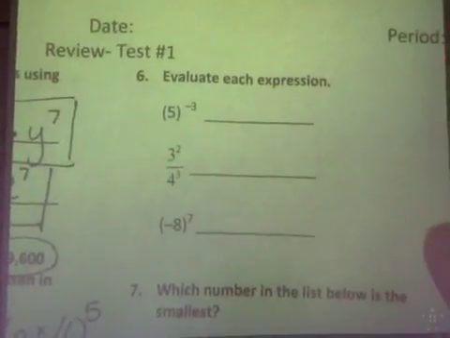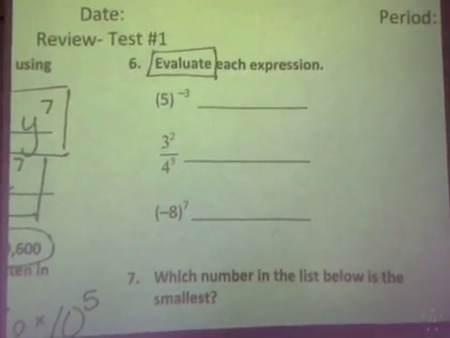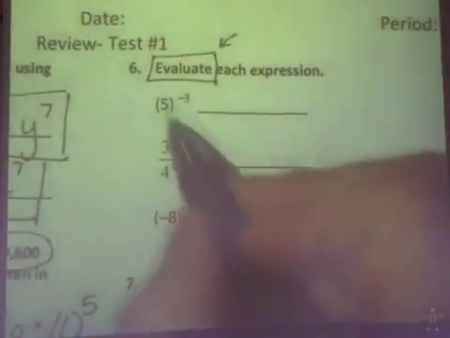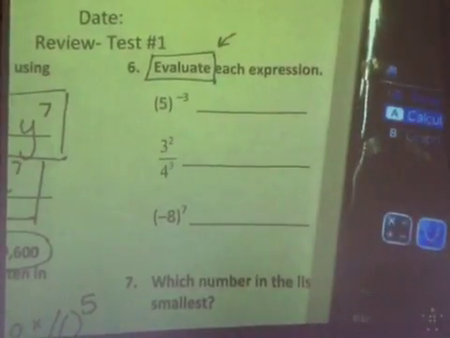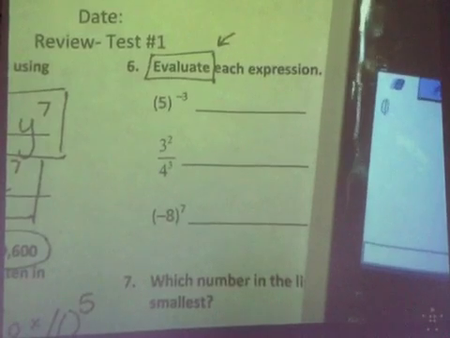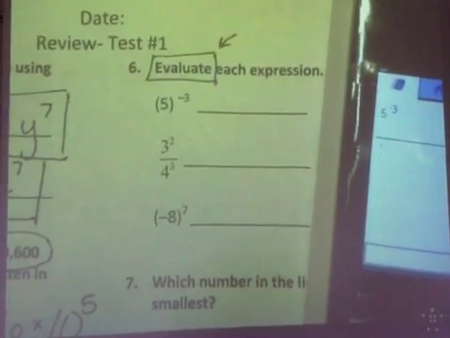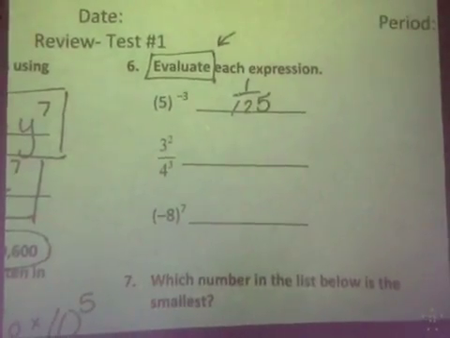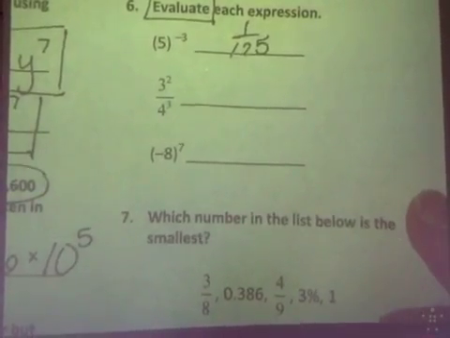Okay, number 6, evaluate each expression. This is your key word to do the math if you can't use a calculator, or you can just put it in your calculator, okay, if you're an 8th grader. So, 5 to the negative 3 power. Okay, all I would do is go to a calculate screen. I'm going to put it in parentheses just like they have it, because I do whatever's there. Raise it to the negative 3 power. Bada bing, bada boom, 1 over 125. That's my answer.